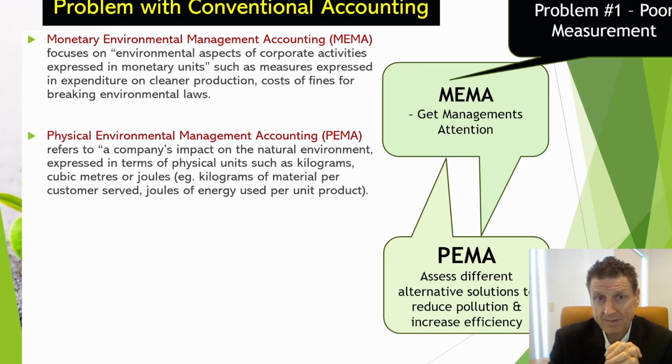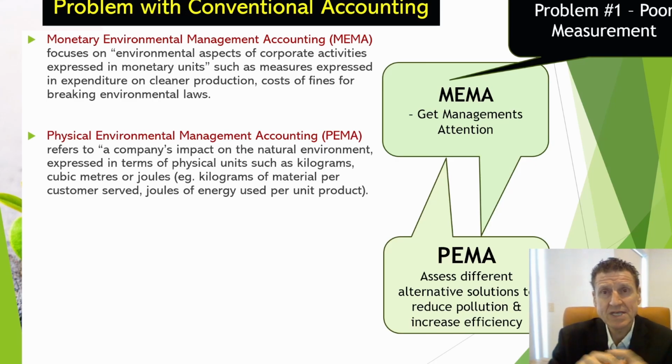What does help you make a better decision is if you focus on the physical environmental management accounting, and that refers to the company's impact on the natural environment. That is, we start measuring kilograms, cubic meters, or joules. So we start measuring kilograms of material per customer served, joules of energy. We start measuring kilowatt hours of electricity. We start measuring tons of water used each week, each month, each year. And let's see if we can reduce that amount of water in the following year.